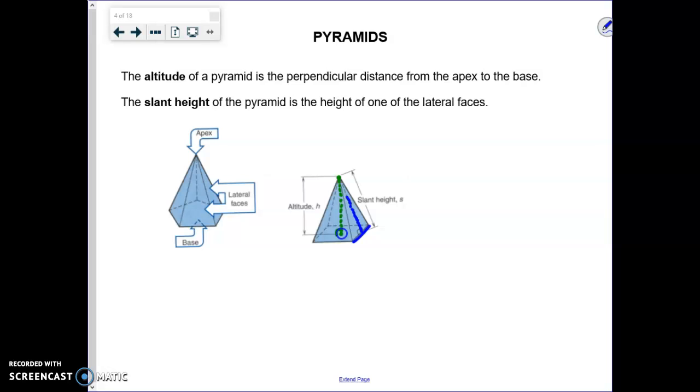Now, the slant height is the distance from an edge on the base up along the lateral face to the apex. So whereas the altitude is inside the pyramid, in a right pyramid, it goes from the center up to the apex. The slant height goes from an edge of the base all the way up the lateral face, that triangle, to the apex. And altitude is usually represented by the letter H. Slant height is usually represented by the letter S.